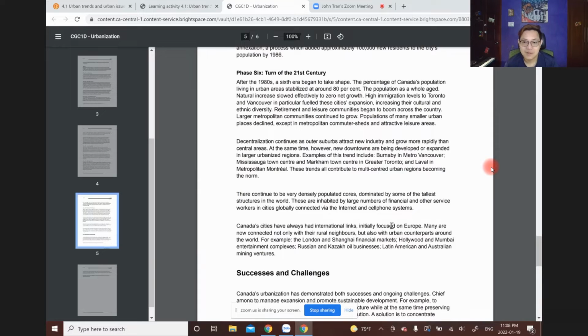Hollywood, Russian and Kazakh oil businesses, Latin American and Australian mining ventures.